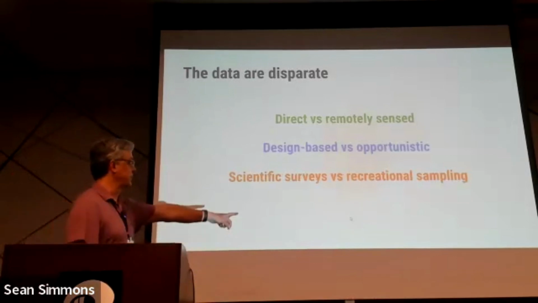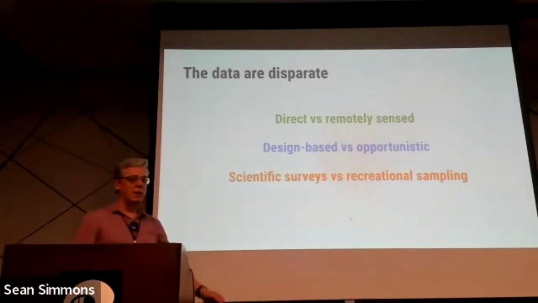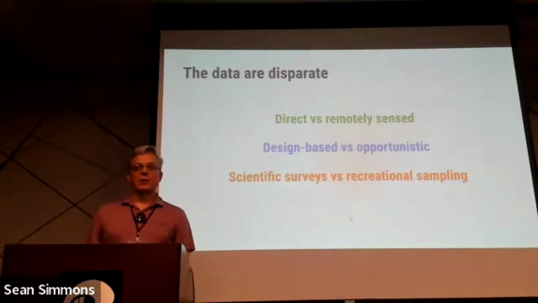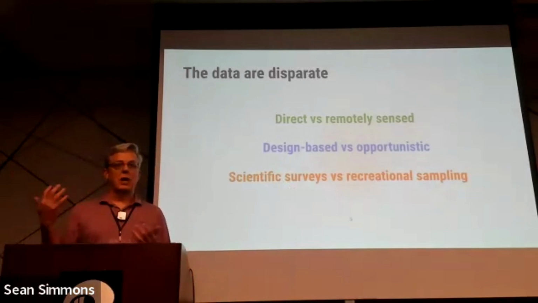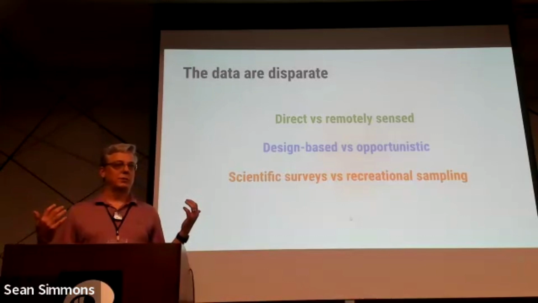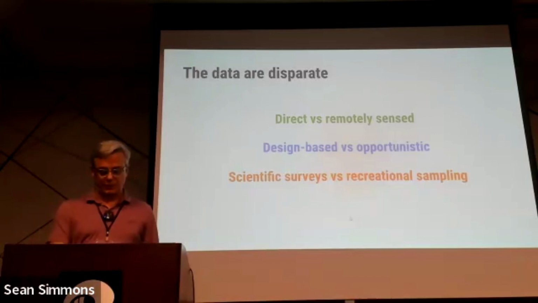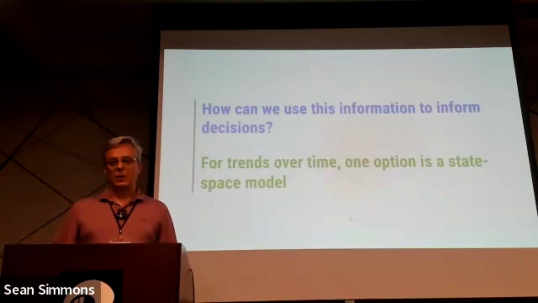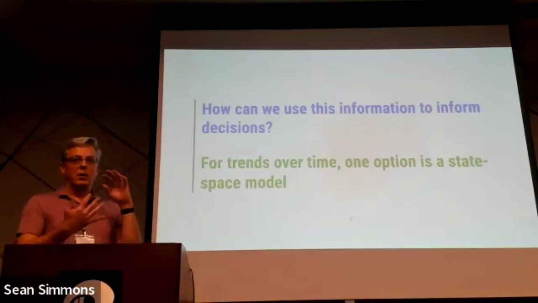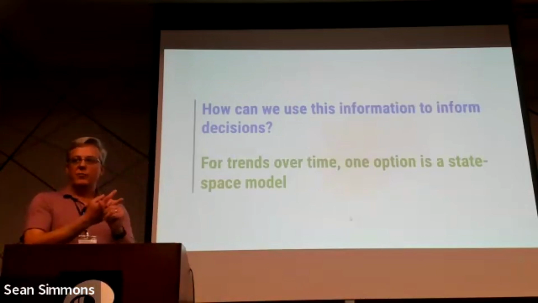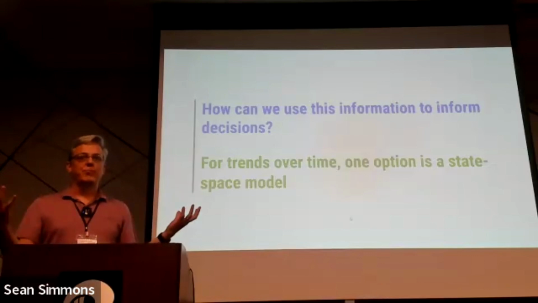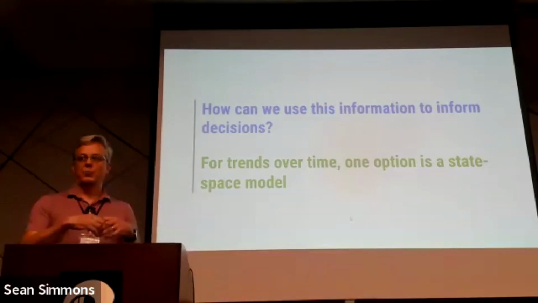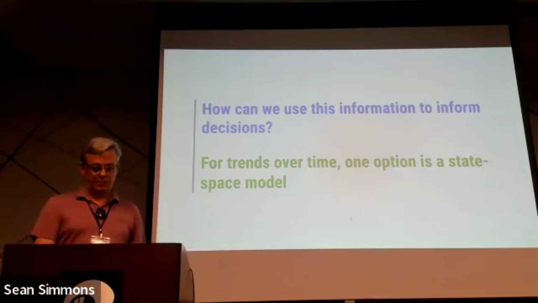Citizen science groups, this is becoming huge. Scientific surveys versus recreational sampling. It's not at all uncommon that we would use angling data, for instance, creel surveys, these types of things. So we have different kinds. So the question is, given noisy, gappy, different forms of data, how can we bring all of this to bear on a problem or a question we're trying to answer?